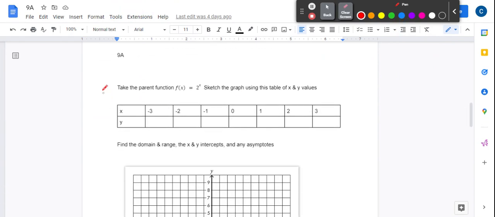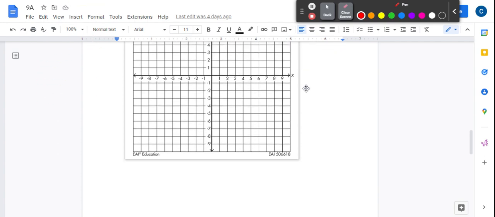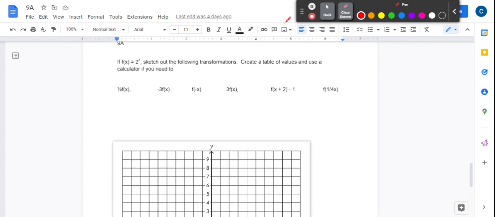All right, so here's our parent function, f of x equals 2 to the x power. Here's a table of values, so you can go ahead and sketch this out. Find the domain, range, x and y intercepts, and any asymptotes. And then we'll go from there. Down here, we have transformations, so we really don't need a video or any instruction for this. You can sketch these out, graph them on Desmos, or make tables of values if you need to. We're just going to use our transformation rules that we've looked at all the way back since Unit 1.